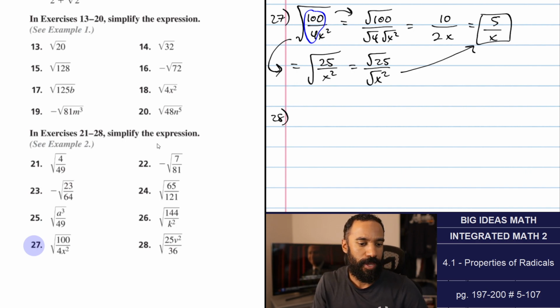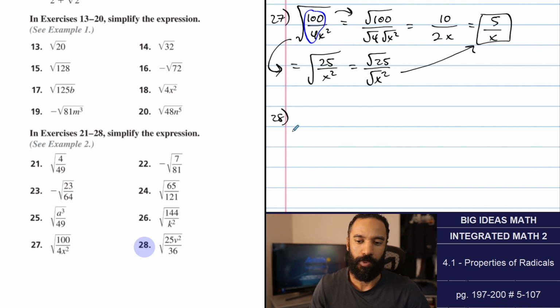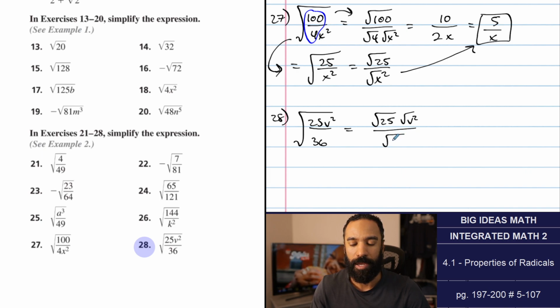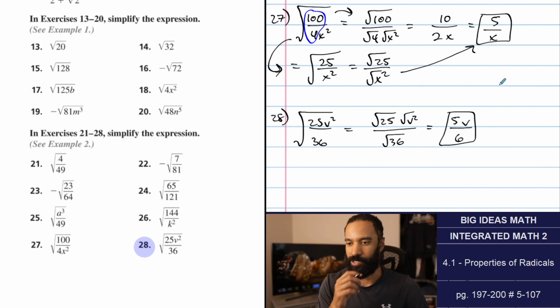Number 28, we have root 25v squared over 36, a fraction that cannot reduce, but like the other problem, we can split up the product that's in the numerator as we also split it apart with the denominator. So root 25 over root v squared, or times root v squared over root 36, all perfect squares. Square root of 25 is 5, square root of v squared is v, and square root of 36 is 6.